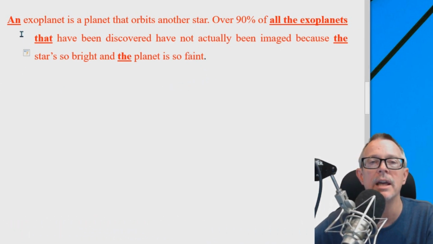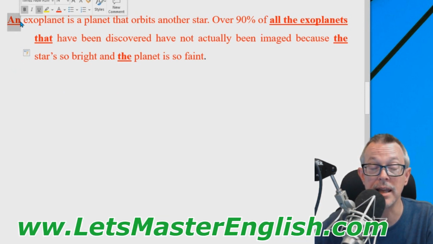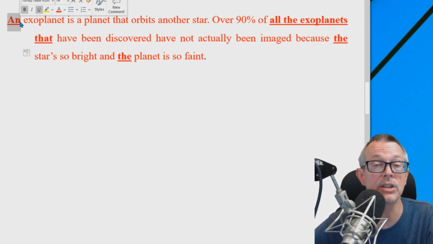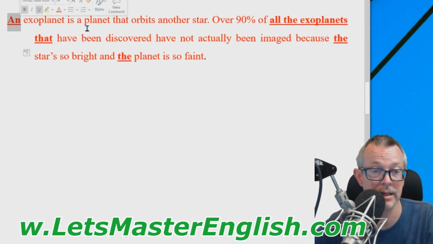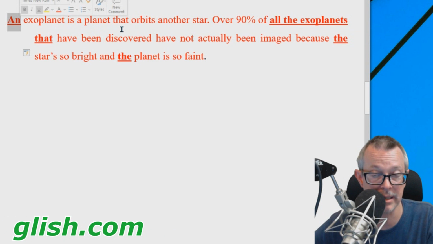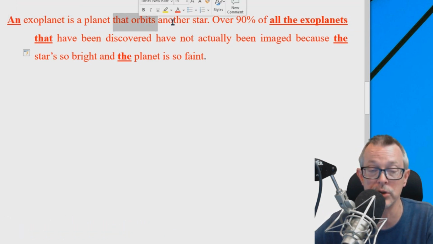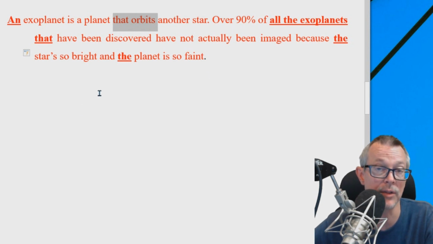Let's go back here. An. What's the pronunciation? N, like engine. Make it quick. An exo. It's an K-S. An exoplanet is a planet that orbits another star.